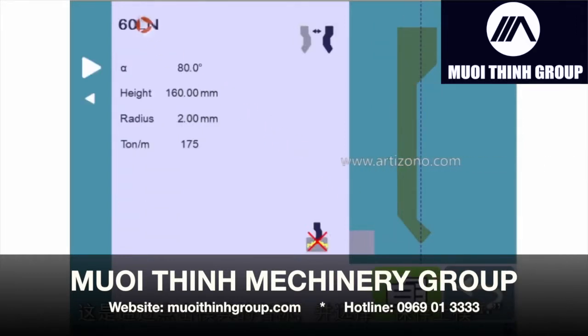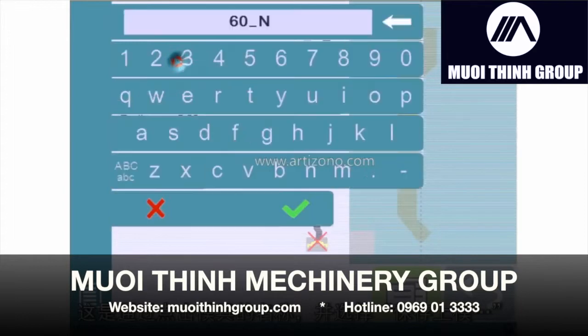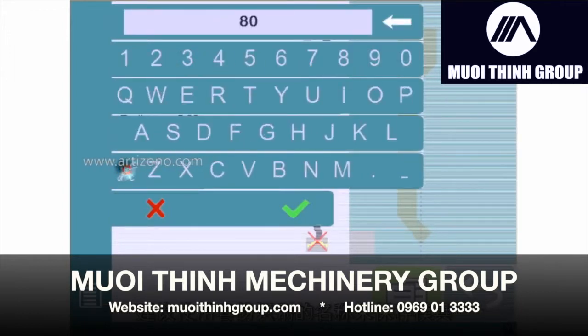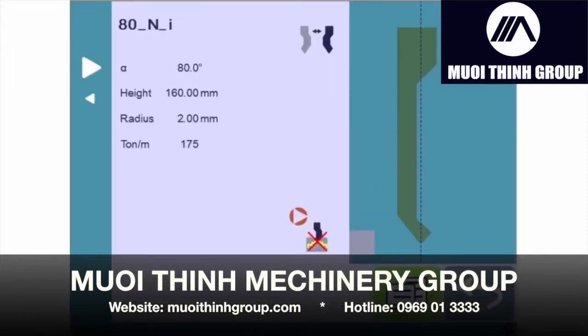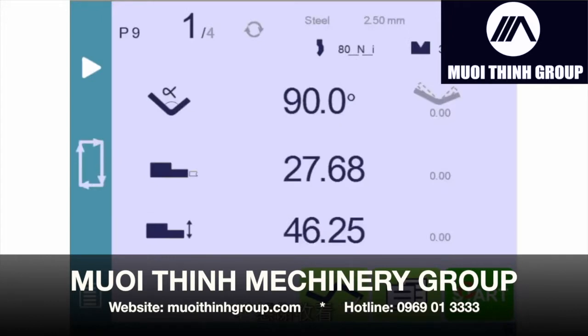This is done by touching the tool name and selecting Save Punch As. Sibilec recommends using specific names for the tools in order to be able to identify them simply by their name. A convention is given in the user manual. Our little demonstration is now complete. We hope you enjoyed it.